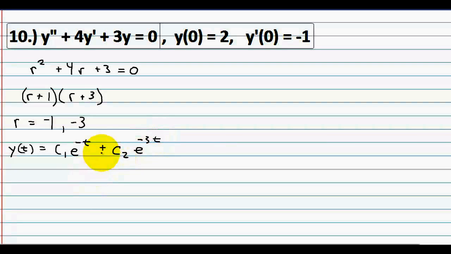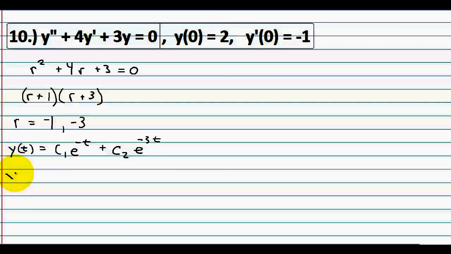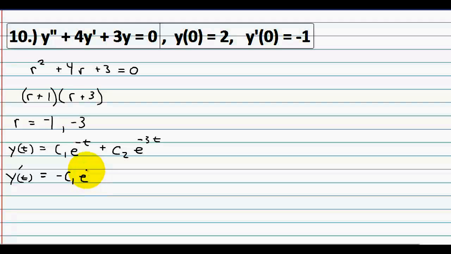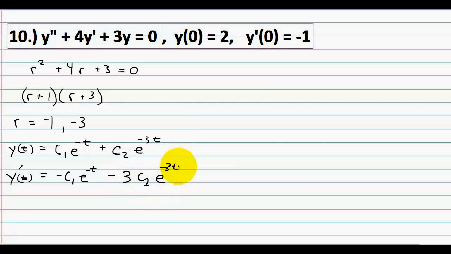Now, at this point, we can go ahead and start using these initial conditions. So first thing I'm going to do is take the derivative, so I'm going to get y prime. This is going to be equal to, taking the derivative of e to the negative t, just a negative c1 e to the negative t. Taking the derivative here, that's just going to be negative 3 c2 e to the negative 3t.